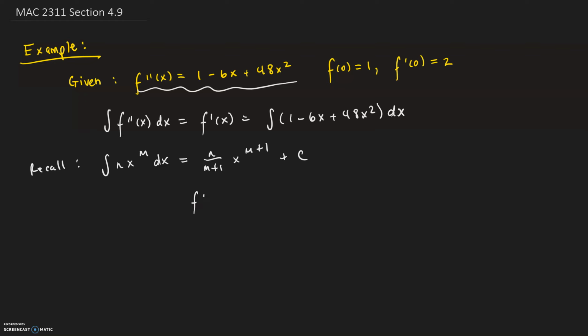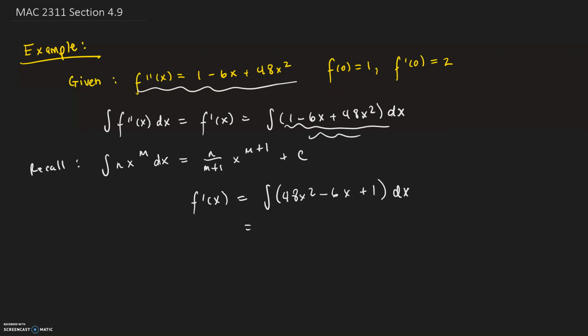So f prime of x then is going to be equal to, and what I want to do though first is to make this look more familiar to you and essentially rewrite the terms in order of descending powers of x, right? Just so it looks more familiar. So 48x squared minus 6x plus 1. That's all I'm doing, just rewriting this.